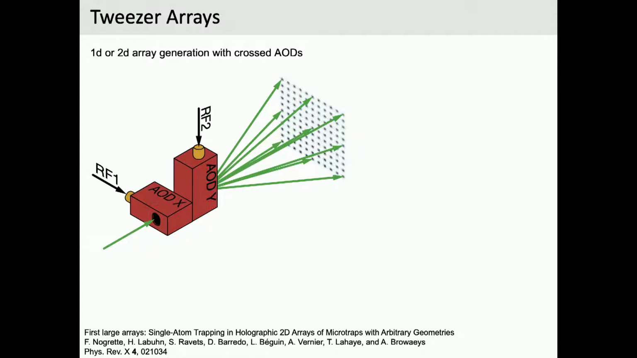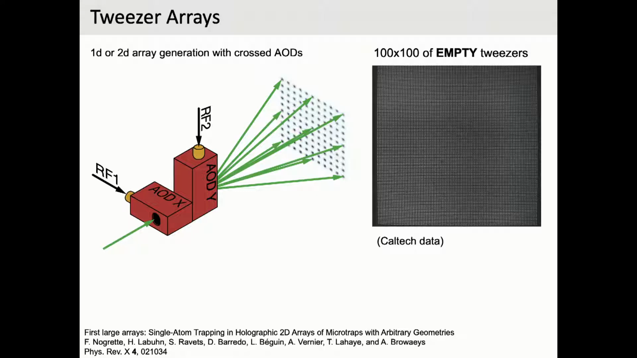In the acousto-optical deflector case, you drive it with a multi-frequency RF tone, and if you cross these deflectors, for example, you can make 2D arrays. You can make these arrays quite large, even going up to 10,000 tweezers if you want to.